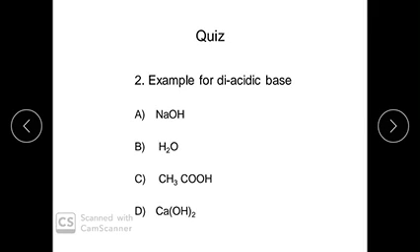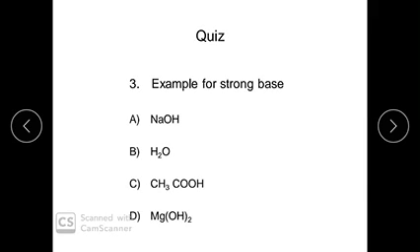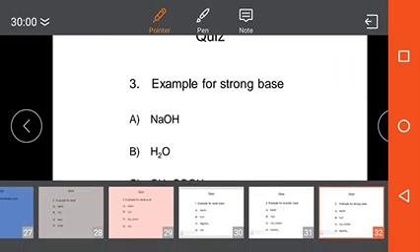Next one is example of diacidic base. NaOH, H2O, CH3COOH, Ca(OH) taken twice. The right answer is calcium hydroxide. It produces 2 OH minus ions in aqueous solution, so it is a diacidic base. Next one is example for strong base.